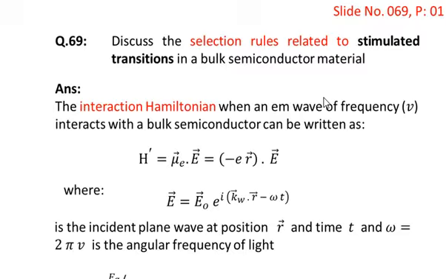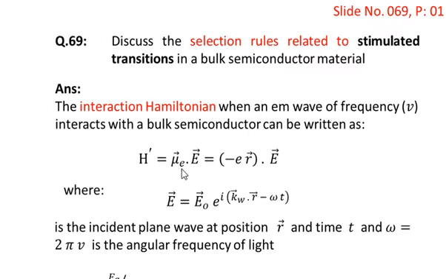The answer is, the interaction Hamiltonian when an electromagnetic wave of frequency nu interacts with a bulk semiconductor material can be written as H prime, the interaction Hamiltonian, is equal to the dot product between mu E, which is the electric dipole moment of the atom, and the electric field of the wave. So mu E dot capital E is the dot product between the electric dipole moment of the material and the electric field of the incident beam.